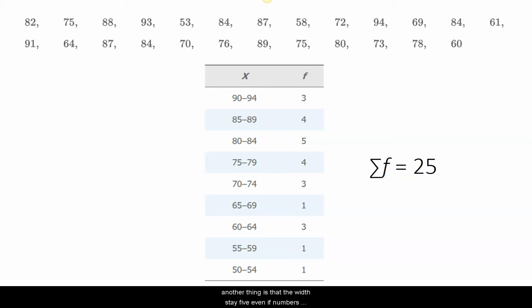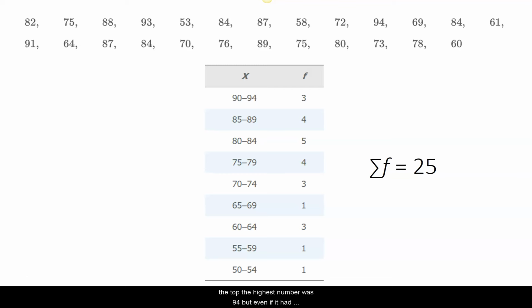Another thing is that the widths stay 5 even if numbers aren't represented. So let's go to the bottom. 50 to 54. There is only one number that falls in that category, and it happens to be 53. Nonetheless, we begin with 50 and end with 54. 55 to 59. There's only one number that falls in that category, which is 58. Nonetheless, we begin with 55 and end with 59. So we keep these widths a constant width, irrespective of whether numbers fall there or not.